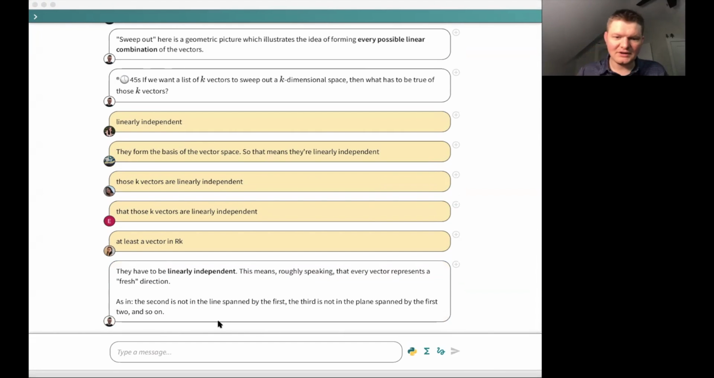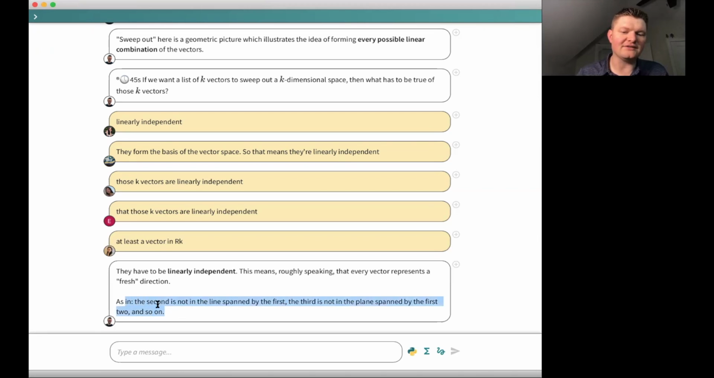Okay, so the point is the vectors have to be linearly independent. So roughly speaking, this means that every vector represents a fresh direction. And more technically, it means that every vector is not in the span of the other vectors in that list. And that's also equivalent, and this is a question on the homework, so you've probably already seen it, to saying that the second is not in the span of the first, the third is not in the span of the first two, and so on to the end of the list.